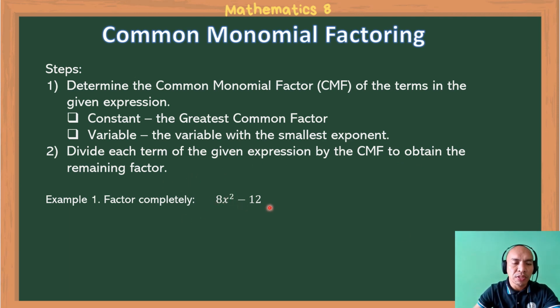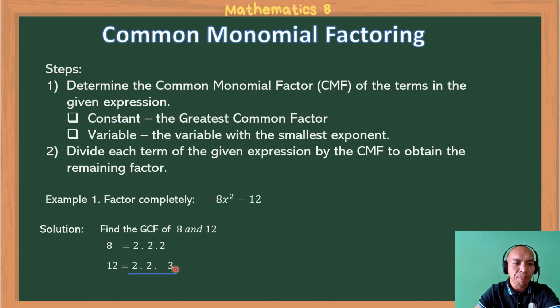8x squared minus 12. First, we're going to find the GCF, or the greatest common factor, of the constants, which are 8 and 12. The prime factorization of 8 is 2 times 2 times 2. The prime factorization of 12 is 2 times 2 times 3. What we're going to do here is look at those factors which are common to the two numbers. In this case, we have 2 here, and we also have 2 here. So these factors are common.